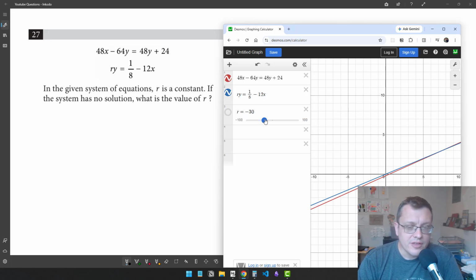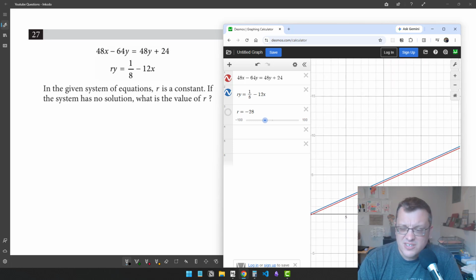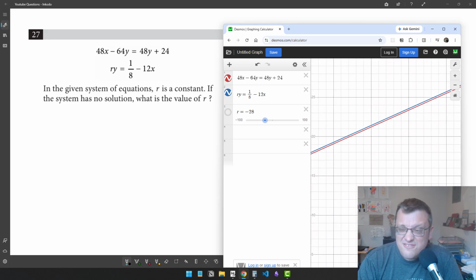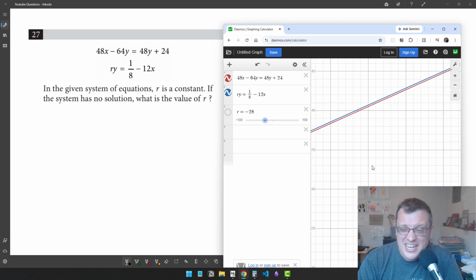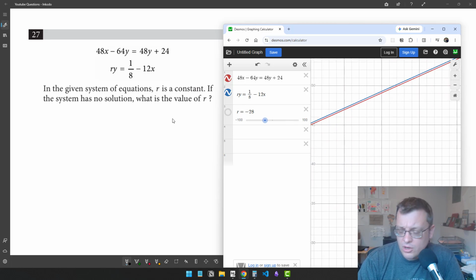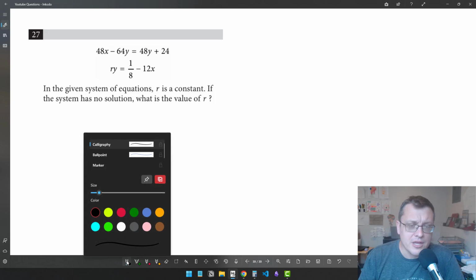My only concern here, like if we just click around a little bit, this looks pretty close. Okay, somewhere in between them, like that, negative 28. And if we just kind of look far and wide, it doesn't look like it's getting any closer. It does look parallel. So, okay, fine. We can say r is negative 28.